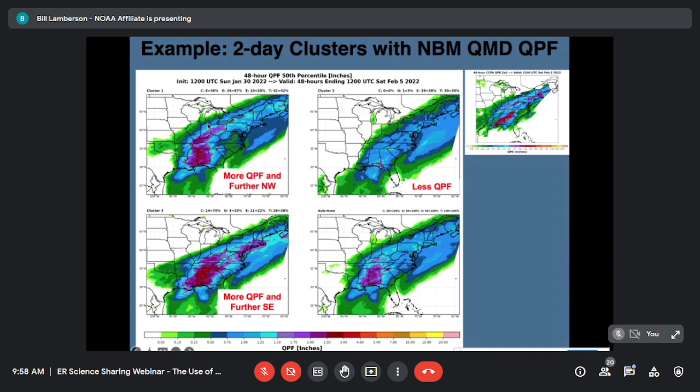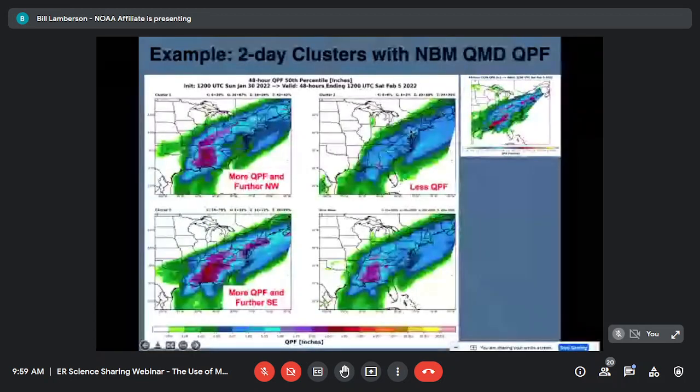So looking at cluster 1, which again, if we look at the top here, had 42 of the ensemble members, we can indeed see that there was more QPF and it was located further to the northwest. We can see that axis of heavy rainfall, we have the area in the southeast, but this axis of heavy rainfall is stretching from southern Tennessee into Ohio and into western New York and northern New York. Looking at cluster 2, generally less QPF. And then finally, cluster 3, more QPF and located further southeast with that axis of heavy precipitation.